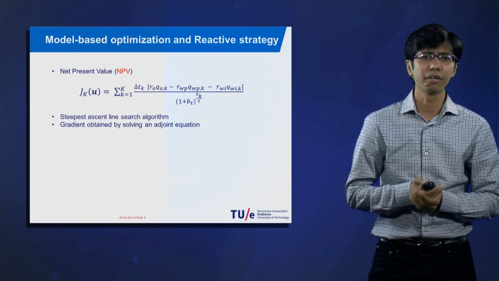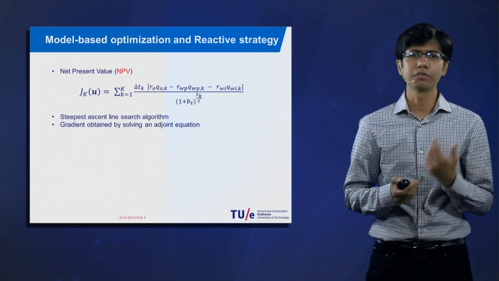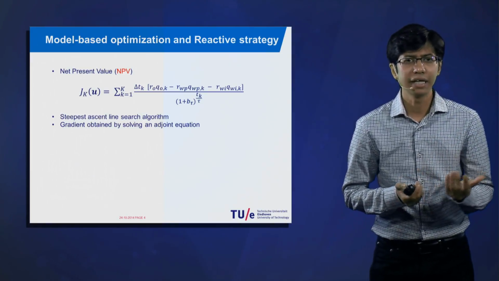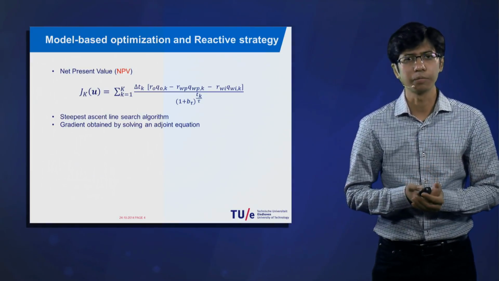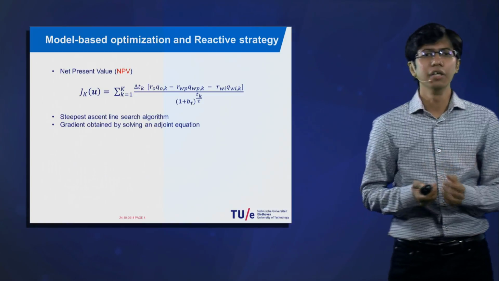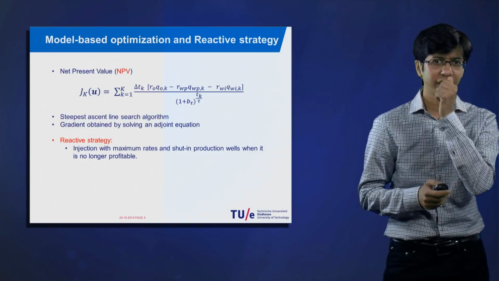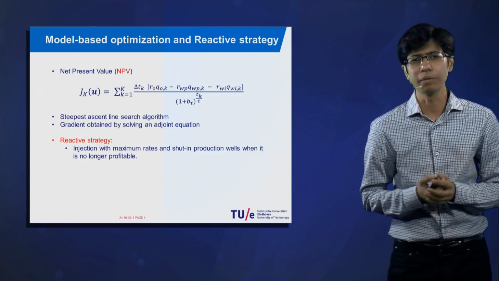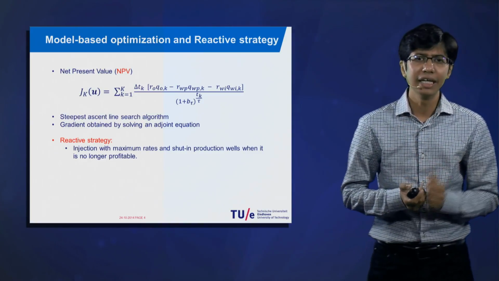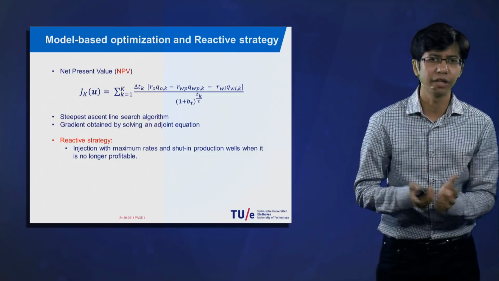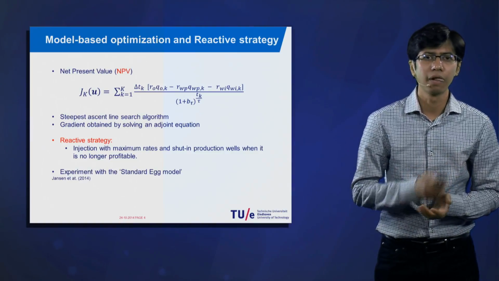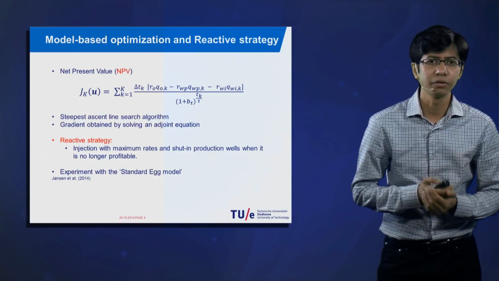It's a highly non-convex problem. There are different ways to solve that. I use a steepest ascent line search scheme to solve this optimization, and I use gradients, which are obtained by solving an adjoint equation. I compare this with the reactive strategy. Reactive strategy simply means injecting at the maximum rates and simply shutting in the production wells when they are no longer economical. Then I did this experiment using the egg model.